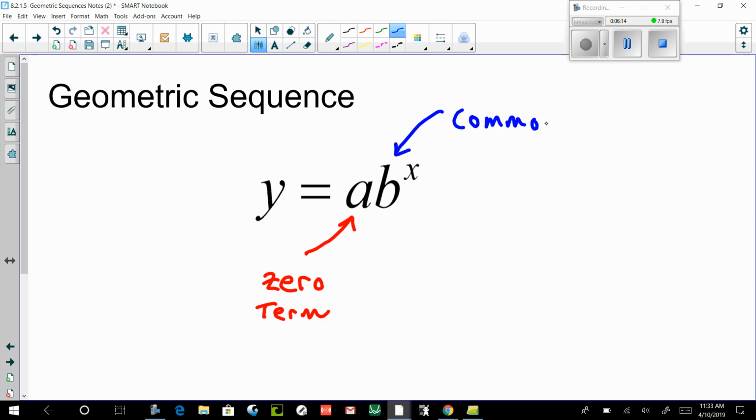B is going to be that common ratio we just talked about. So on the previous slide, I talked about a common ratio of 3 or a common ratio of 1/5. That would be plugged in here for B. X is simply going to be your term number. If you're looking for the 100th term, then you're going to plug in 100. If you're looking for the second term, you're going to plug in 2 for X.